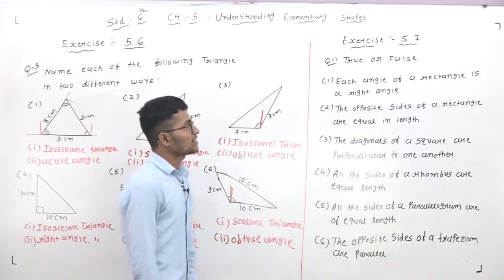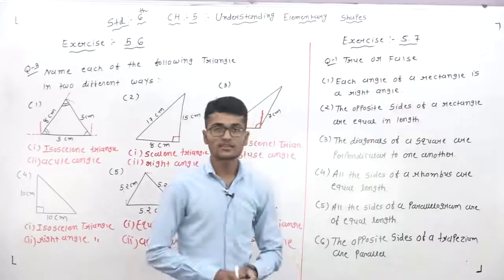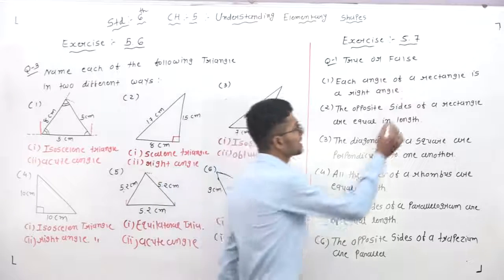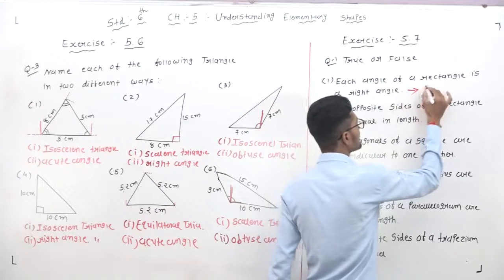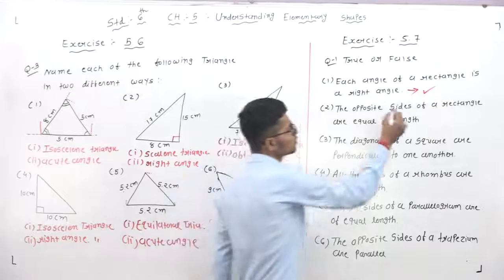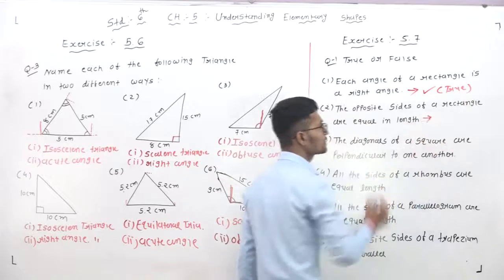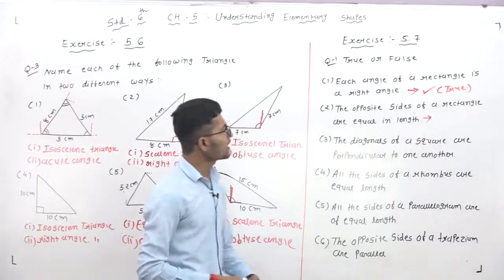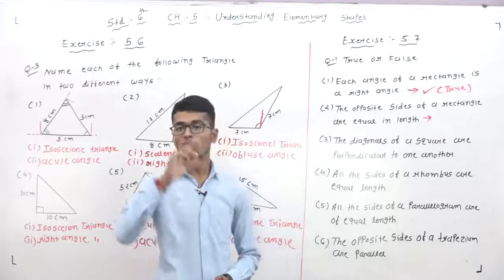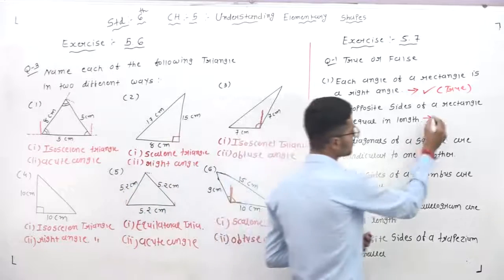Each angle of a rectangle is a right angle. Sorry, each angle of a rectangle is a right angle. This means all the angles of a rectangle are 90 degrees. Yes, each angle of a rectangle is a right angle. So this one is true. This means the right answer is true. Understand? Then the next one: the opposite sides of a rectangle are equal in length. So dear students, this is also the right answer. Why? Because in a rectangle opposite sides are the same. So this one is also true.